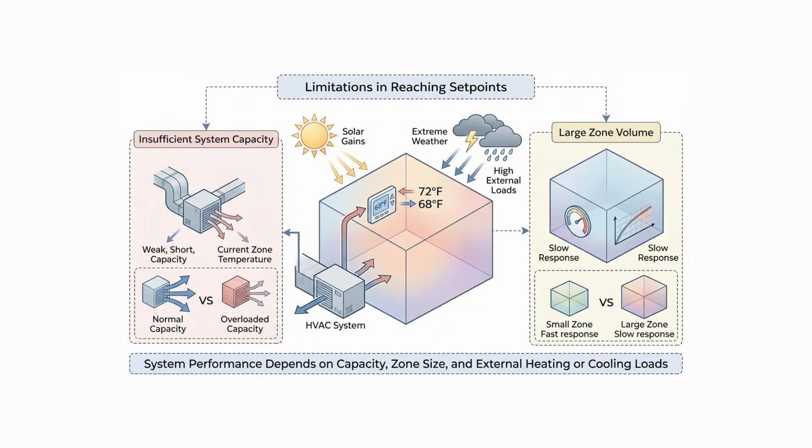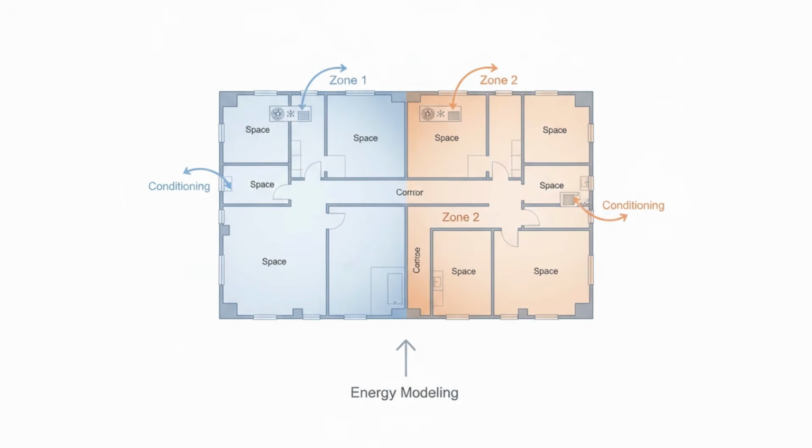However, reaching the target temperature is not always instantaneous. The time it takes depends on several factors, including the capacity of the HVAC system, the size of the thermal zone, and the amount of heating or cooling load affecting that zone. If the system is too small for the space it serves, or if the building is experiencing strong external loads, such as extreme weather or solar gains, the system may struggle to reach the desired set point temperature. For this reason, careful zoning is an important part of building energy modeling.